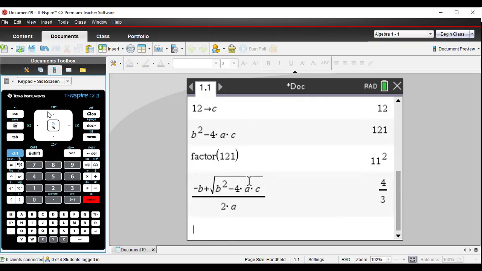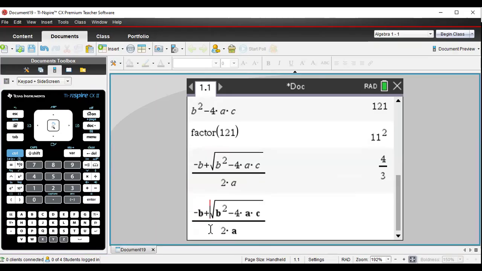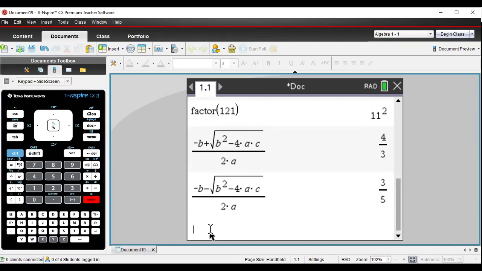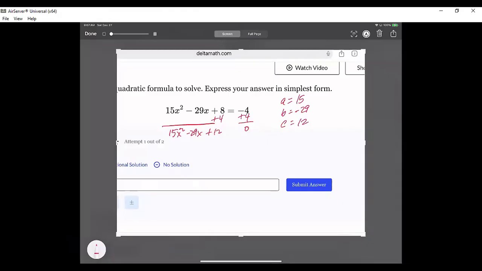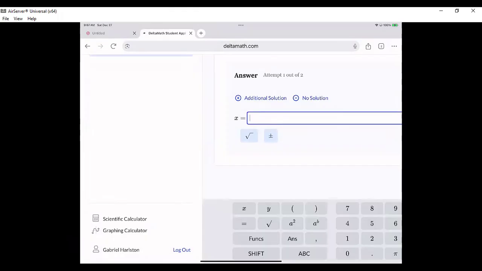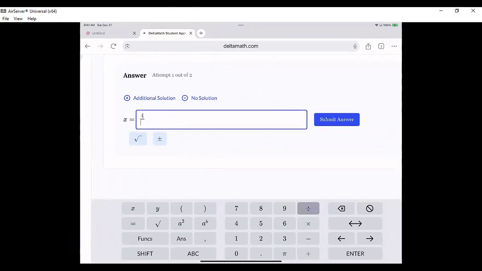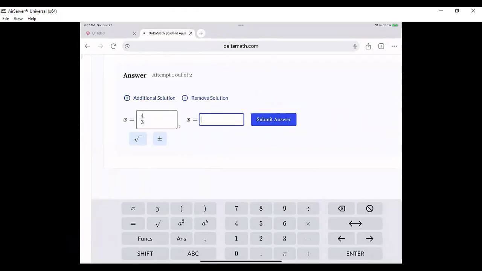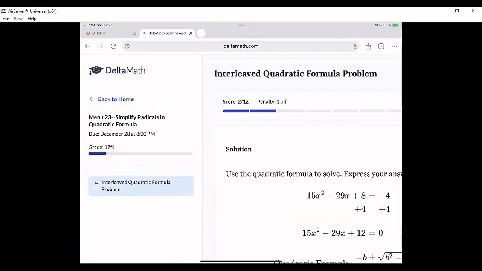Now, to find the other solution, I'm just going to copy the quadratic formula, and then I'm going to change the plus to a minus. And those are our two solutions, 4/3 and 3/5. So if I go here, I can delete this, and that's going to be my two answers. 4/3, and then 3/5. Submit it. Boom, done.